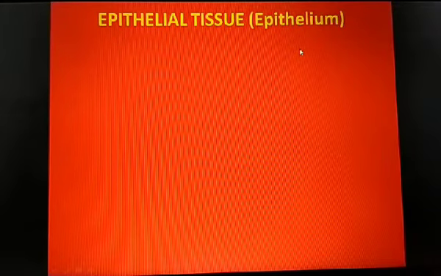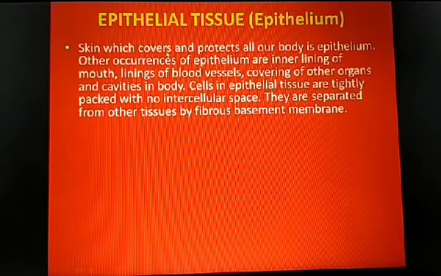So let's begin with the first one, that is epithelial tissue or epithelium. Skin, which covers and protects all our body parts, is made up of epithelial tissue. Other occurrences of epithelium are the inner linings of the mouth, linings of blood vessels, that is arteries, veins and capillaries, and the covering of other organs and cavities in the body. Cells in epithelial tissue are tightly packed with no intercellular space. They are separated from other tissues by a fibrous basement membrane, which means they are always attached to some basement membrane.